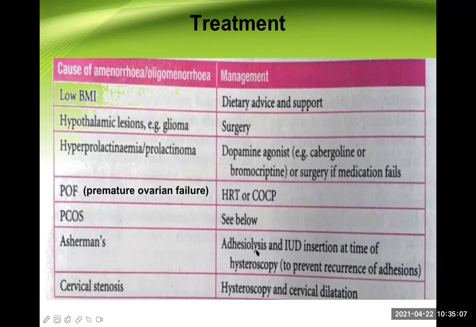Asherman syndrome, we do adhesiolysis because there is adhesion inside the uterine cavity. So we break down those adhesions, known as adhesiolysis, and insert an IUD at the time of hysteroscopy to prevent recurrence of adhesion. This is an intrauterine device. Cervical stenosis, if it is there, which results in cryptomenorrhea, hysteroscopy and cervical dilatation should be done. So these are some of the management options listed here. This gives you a good concept of how to answer. It depends on the cause.